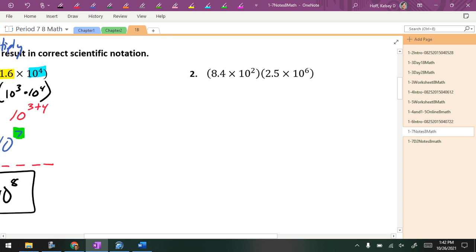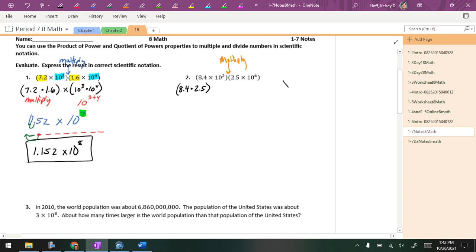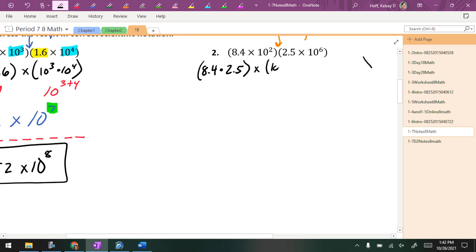Okay. Number 2. 2 parentheses next to each other means I am multiplying. So we regroup. We put our front coefficients together. 8.4 times 2.5. And 10 to the second times 10 to the sixth. So we actually multiply our numbers out front. And we get 21. What do you do to your exponents? You add them to give you 10 to the 8th.